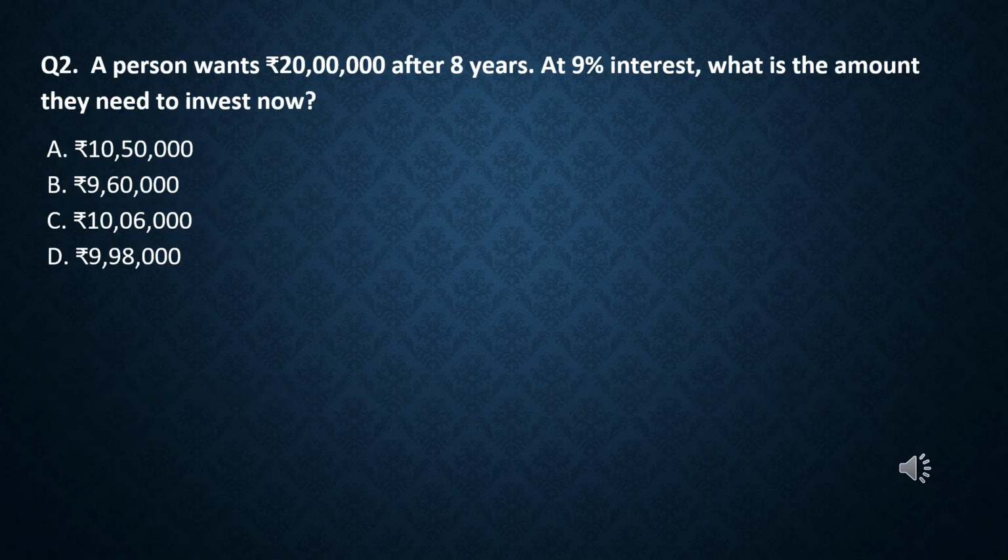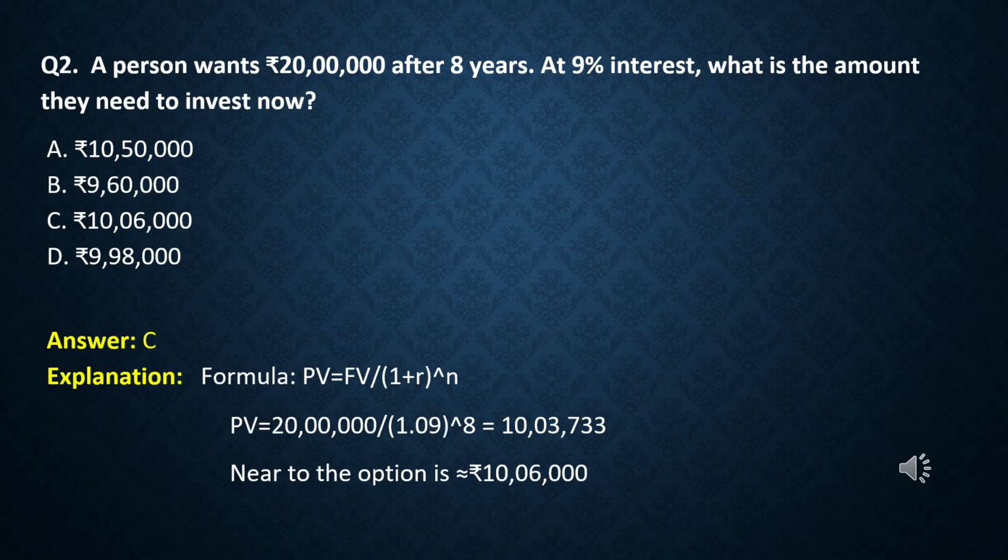Next question. A person wants 20 lakh after 8 years at 9% interest. What is the amount they need to invest now? Option A, 10 lakh 50,000. Option B, 9 lakh 60,000. Option C, 10 lakh 6,000. And option D, 9 lakh 98,000. Correct answer is option C, 10 lakh 6,000.